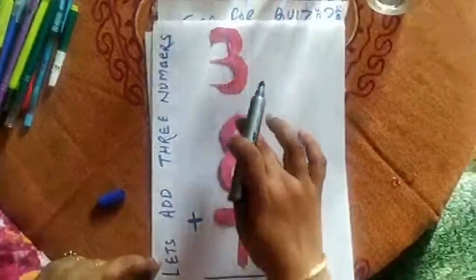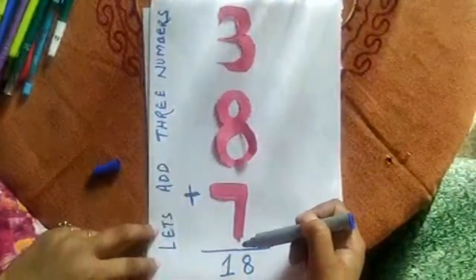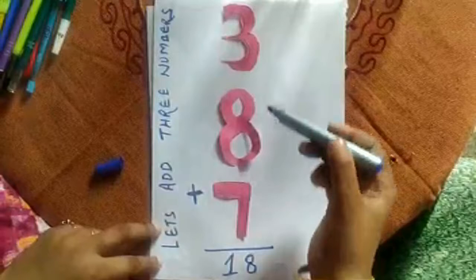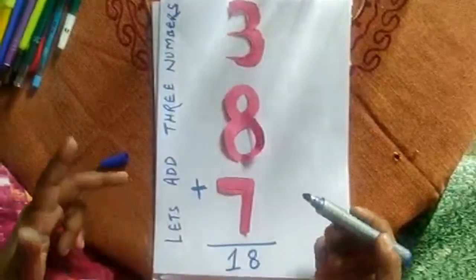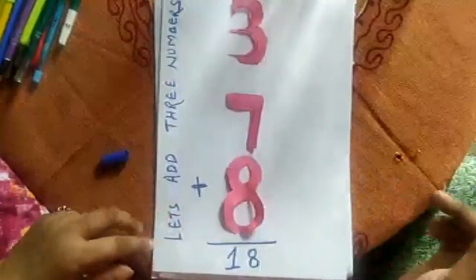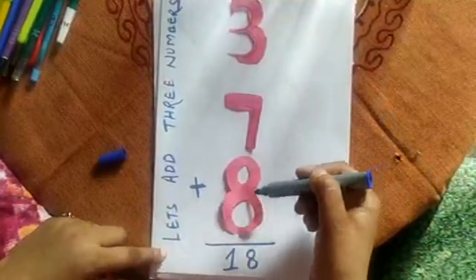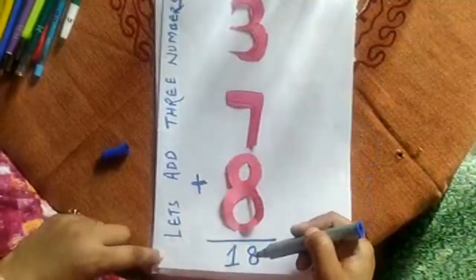Now I am again changing the order. This is the fifth order. 3 plus 8 plus 7. Total sum is 3 plus 8, 11. 11 plus 7, 18. The sum is the same. Now I am again changing the order of the addends. 3 plus 7 plus 8. 3 plus 7, 10. 10 plus 8, 18.